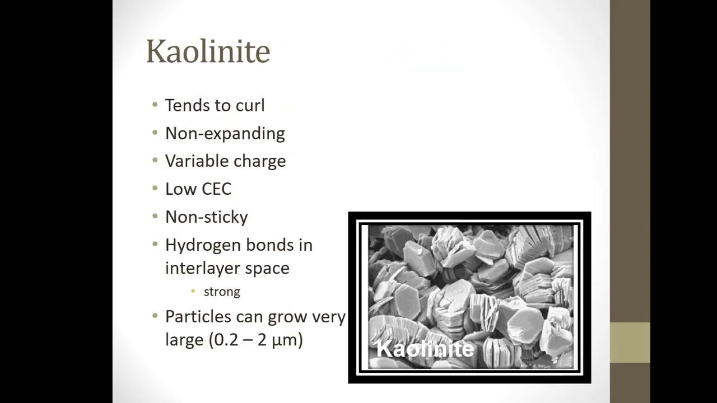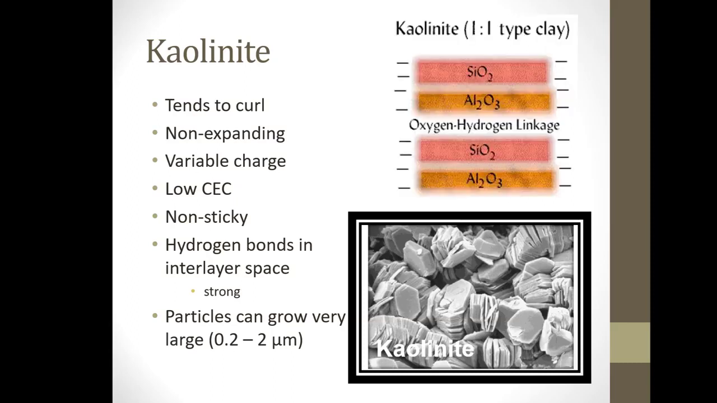So kaolinite tends to curl. It doesn't expand with moisture. It's got a variable charge, tends to be low CEC. It's non-sticky. So hydrogen bonds in the interlayer space, what I was talking about, are very strong, and so it's very difficult for any exchange to occur. So here's the kaolinite 1-to-1 type clay.